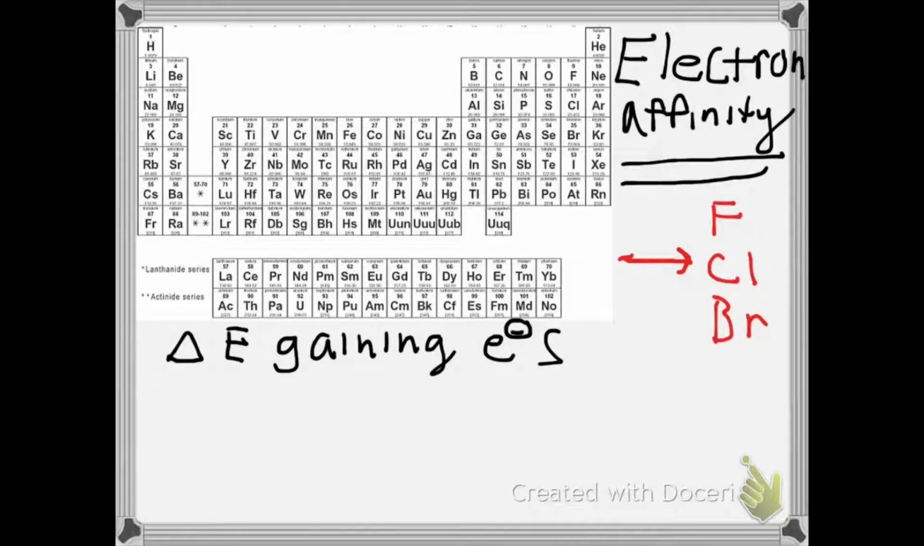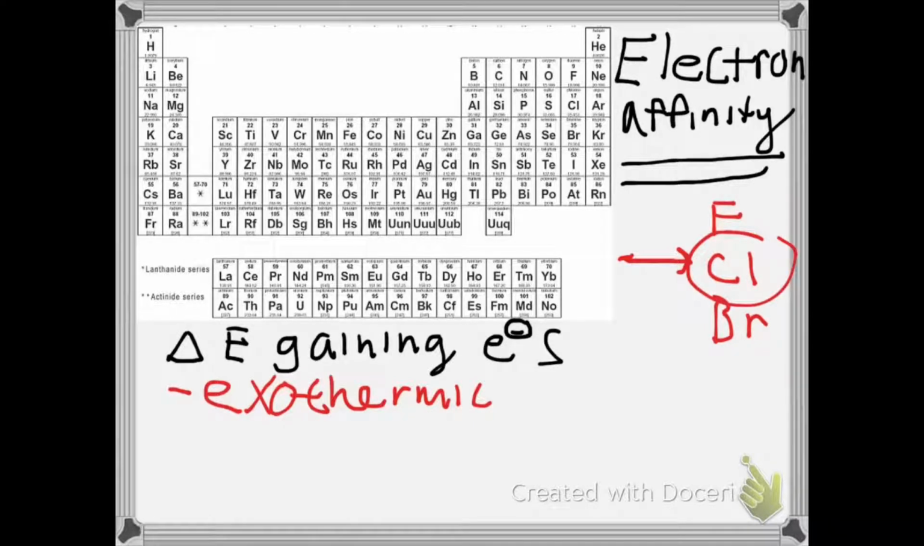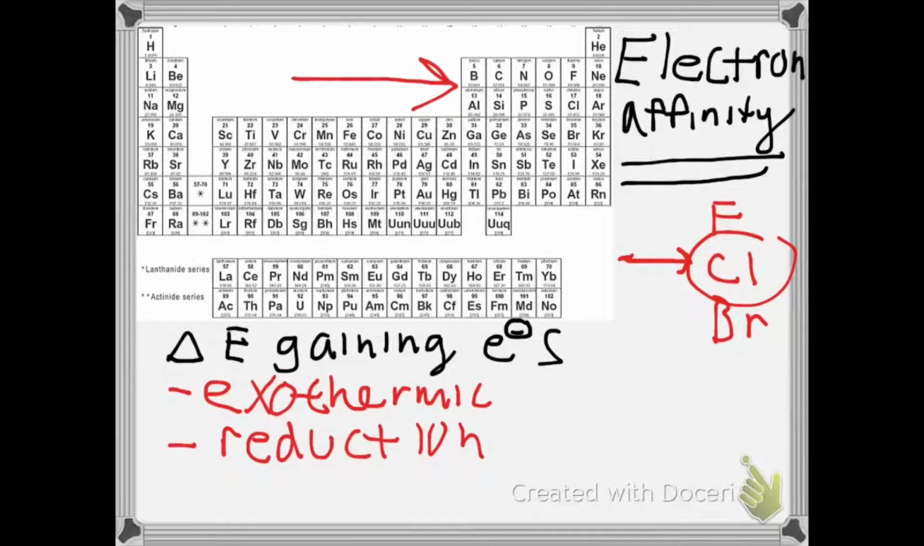It is the change in energy when you gain electrons, and it is typically exothermic, meaning it releases heat, and the atom that has the highest electron affinity is actually chlorine, and it increases as you move to the right of the periodic table. So another way to say it is that electron affinity is associated with reduction, and that ionization is associated with oxidation.